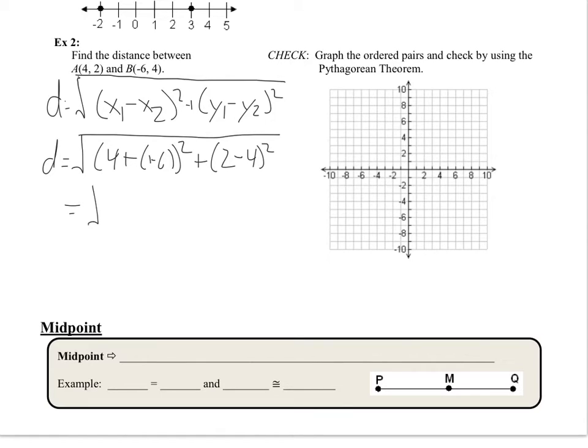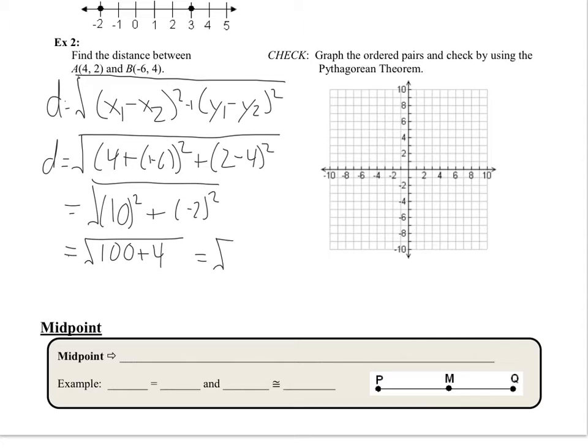So that's the square root of 10 squared. Now remember, we need to make sure that we add the square root the entire way through. We can't just get rid of it. So this is 10 squared plus 2 minus 4, which is negative 2, all squared, which is equal to the square root of 100 plus 4. And then we get a final answer of square root of 104.